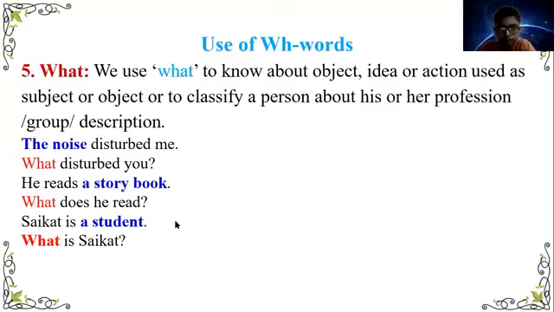Sir, I have a question. Okay, go on. Sir, in number 1, the noise disturbed me. Disturbed is a past tense, but in the WH question, what disturbed you? Because the noise is used as the subject. That's why the rest of the sentence will remain the same. There will be no change in the rest part of the sentence, as the noise is the subject. So we are using what for the noise, and the rest of the sentence will be unchanged.